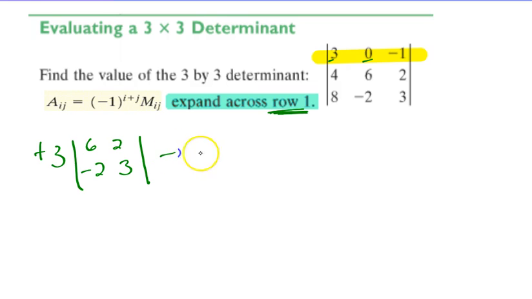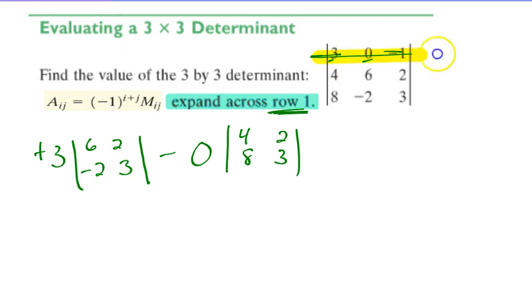So by the way, it's a minus 0. It's not going to matter because 0 times any determinant is 0. But if I were to eliminate this, I'm left with 4, 2, 8, and 3. Eliminating row 1, column 2.